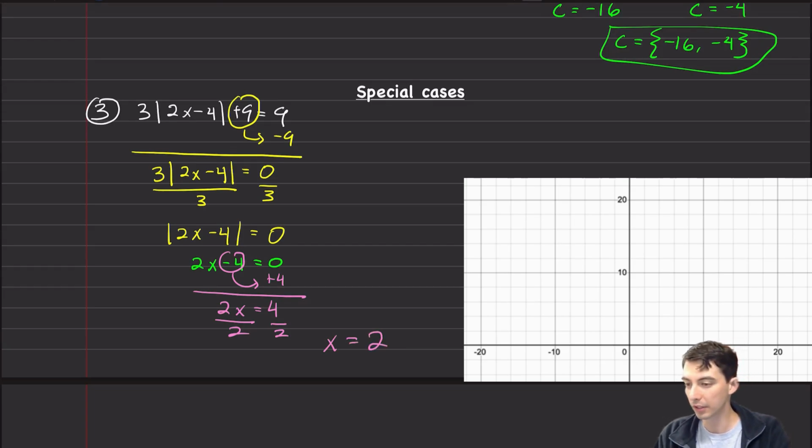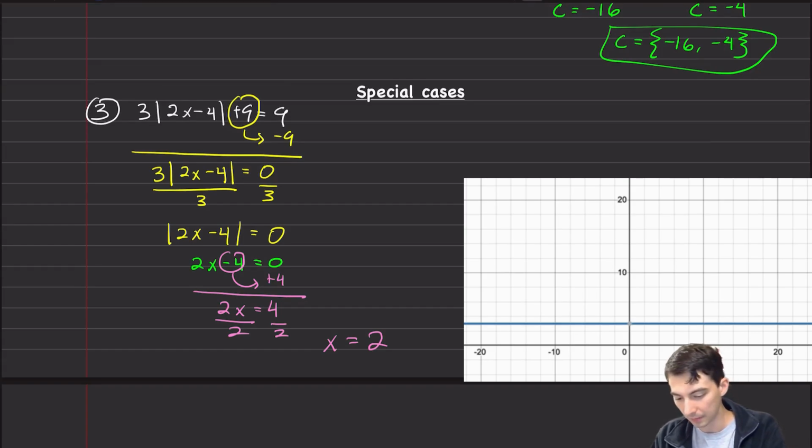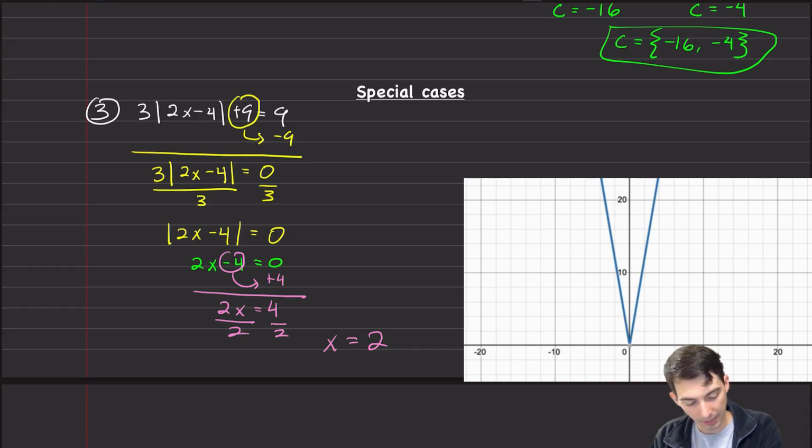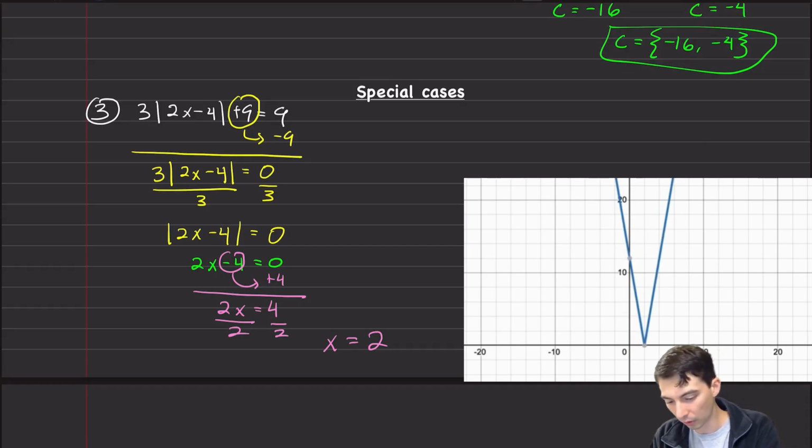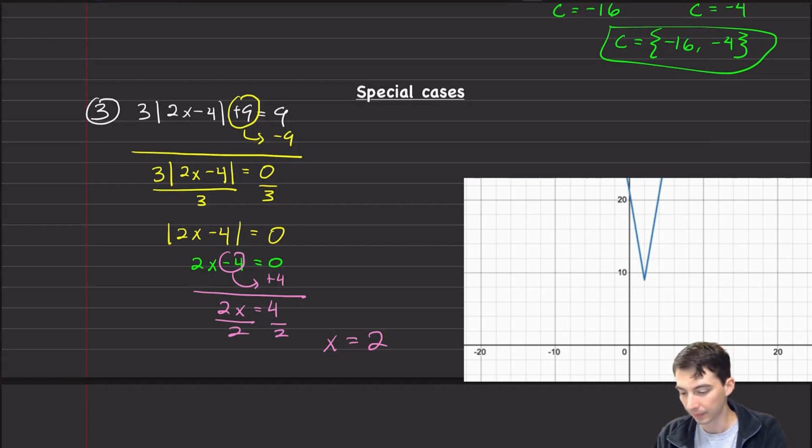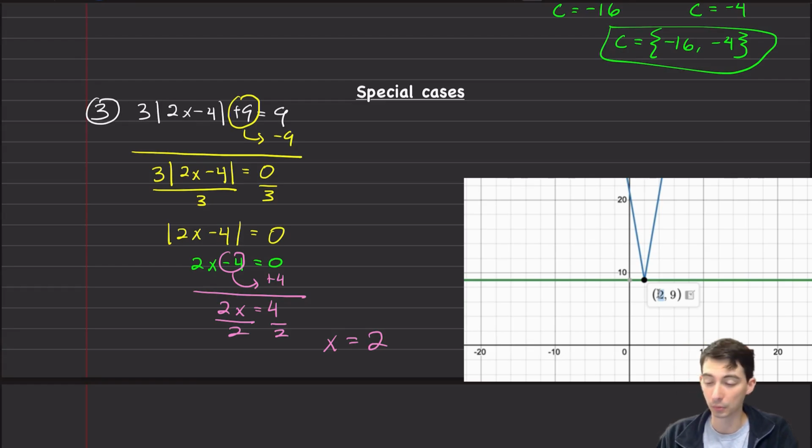And so now what this looks like on the graph is if we say y equals 3 times the absolute value of 2x minus 4 and then plus 9, I get this blue v. And then if I say y is equal to 9, I see that the green line only touches the blue graph at one point, and that point is at x equals 2.